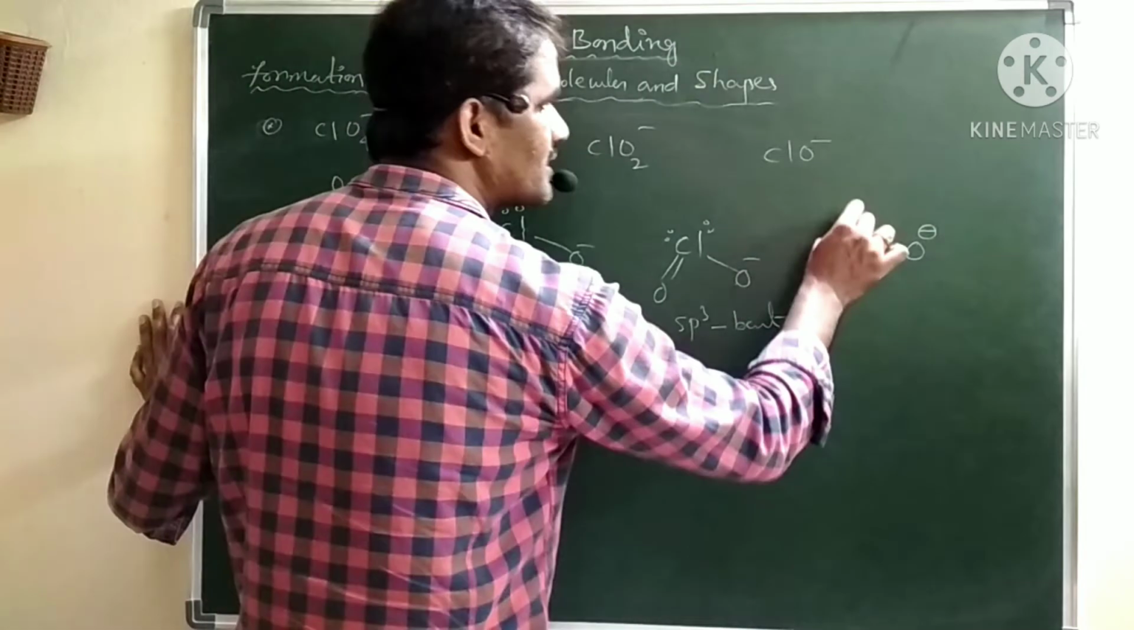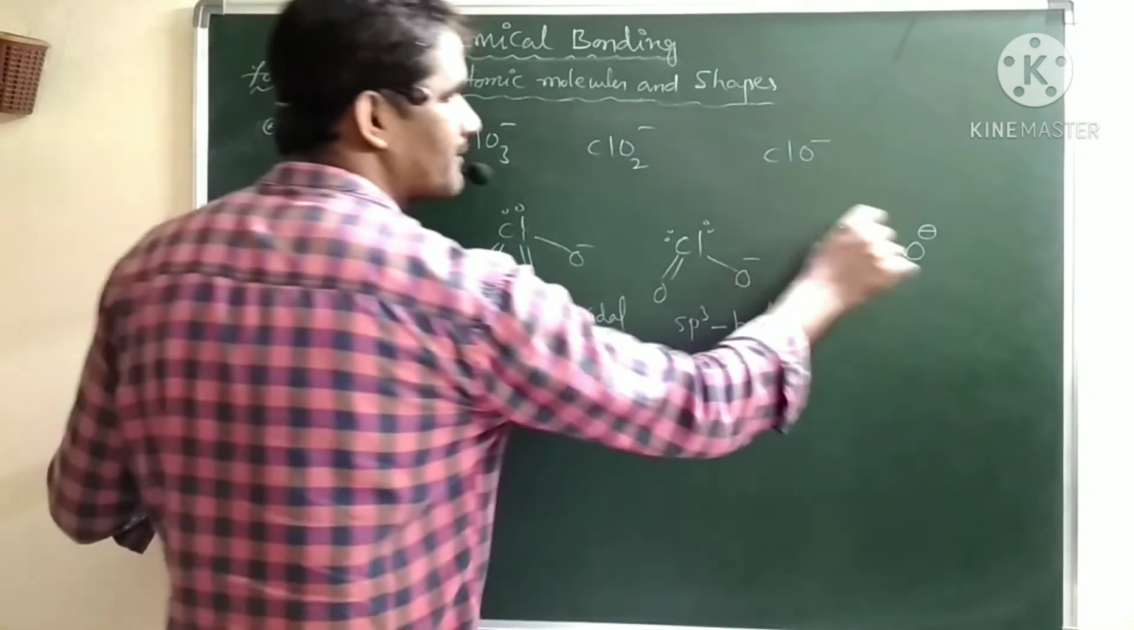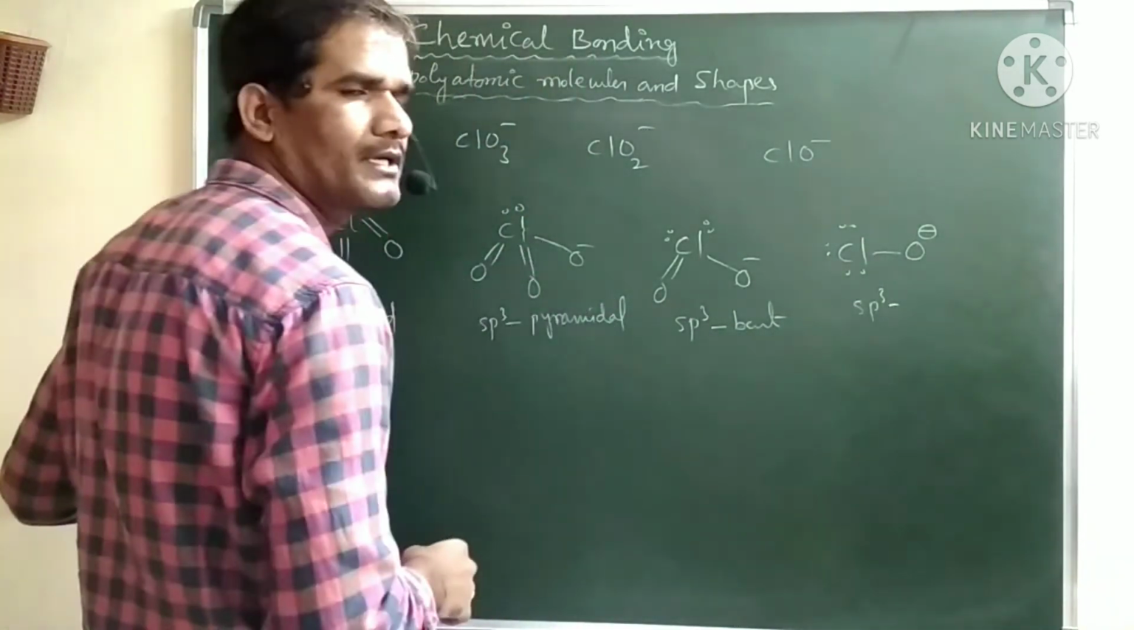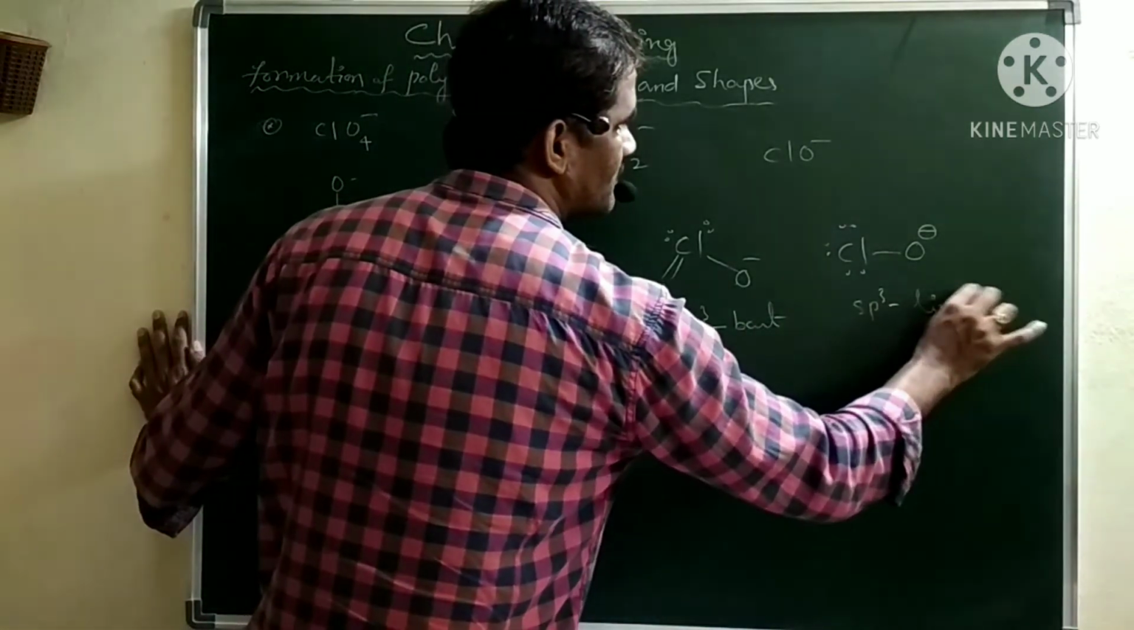And ClO minus, now the chlorine carries 3 lone pairs. Again 3 plus 1, 4, sp3 hybridization. But sp3 hybridization with 3 lone pairs gives a linear geometry.